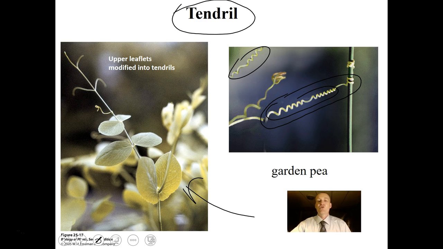So if you were to knock into this plant, it won't rip the garden pea off of the plant that it's climbing on because this little coil here can stretch out and then spring back. So it's kind of a cool little modification.